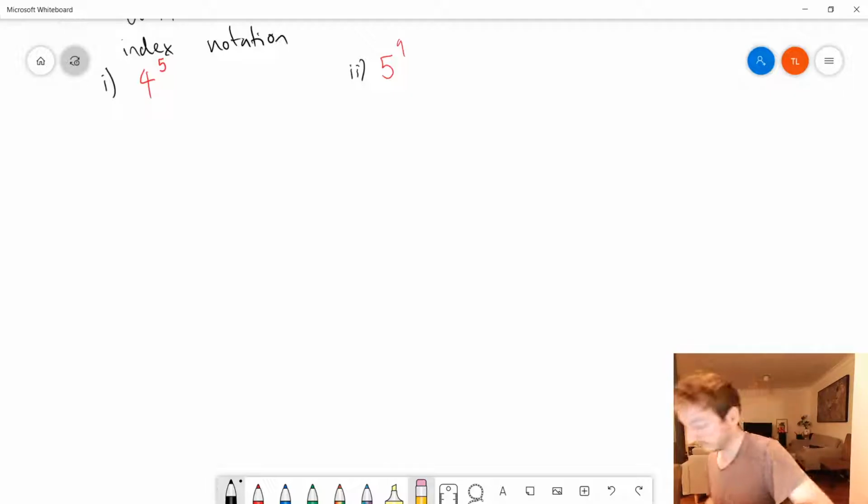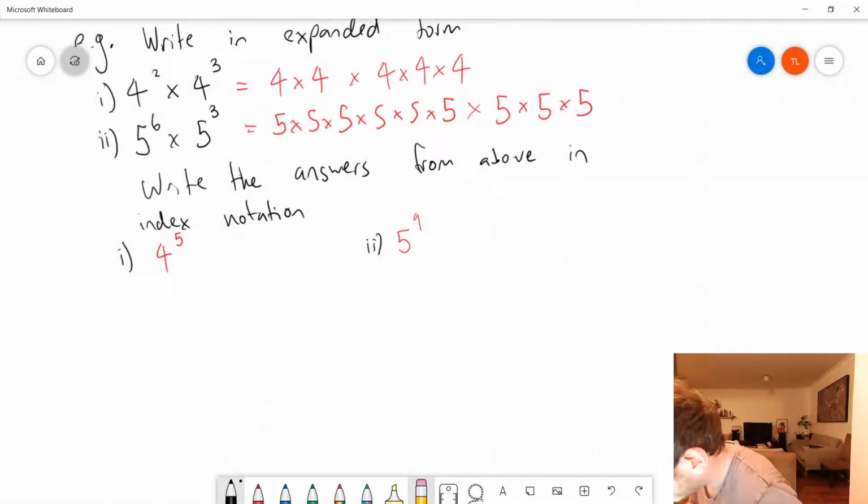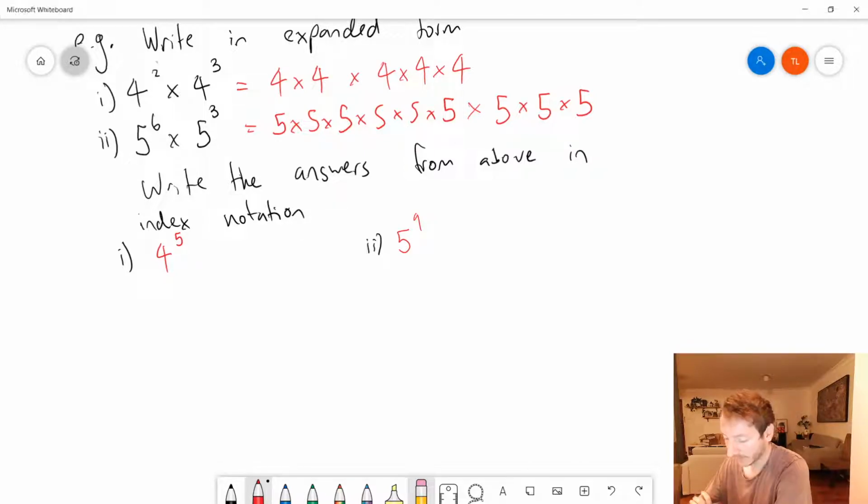Now, you might notice here there were 2 4s, here there were 3 4s because it was 4 squared and 4 cubed. And when I count them all up, it's the same as adding this number and this number. Well, I've got 2 of them, now there's another 3, so I add them together, and I've got 4 to the 5. And the same is true for this one.